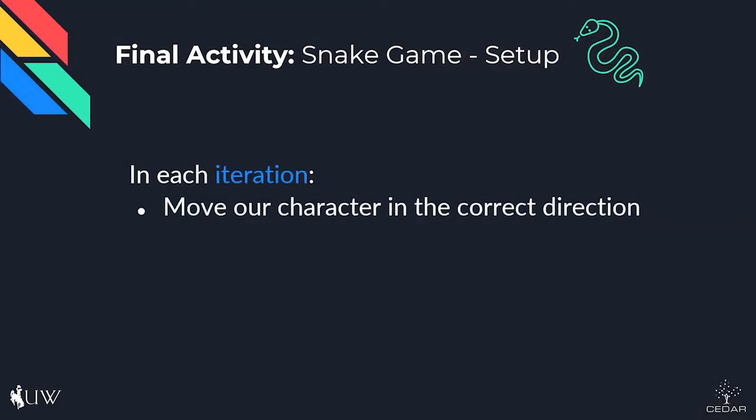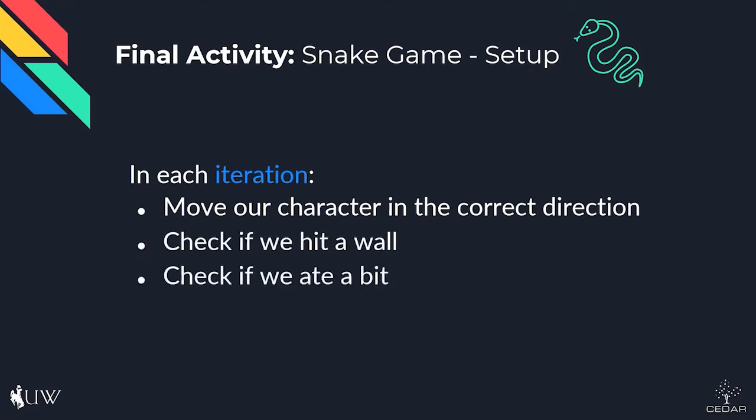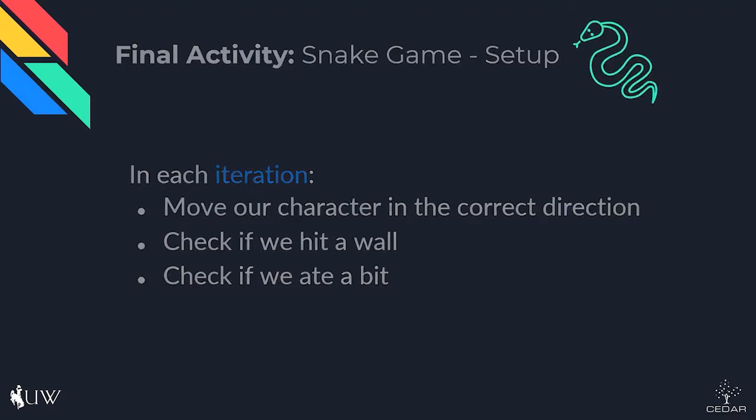In our version of the snake game, one unit of time will be represented by one pass through a loop. A pass through a loop is called an iteration. So, in each iteration of our game's loop, we need to do the following basic things. Move our character in the correct direction, check if we've hit a wall, and check if we ate a bit. We'll have to keep these things in mind while we create our game.